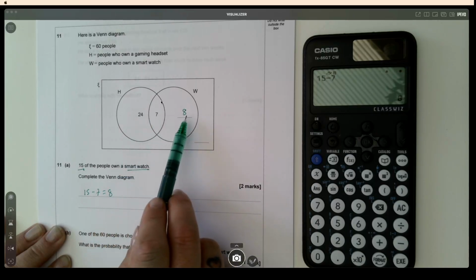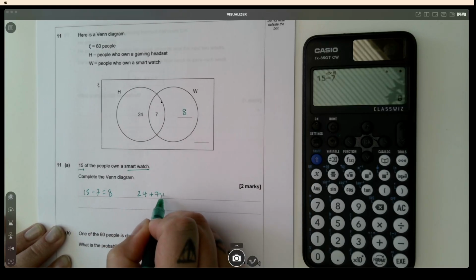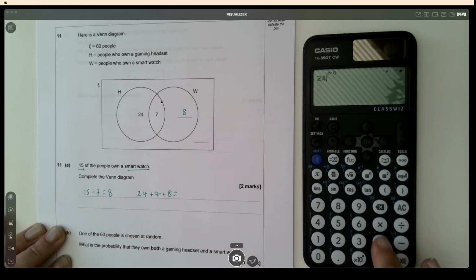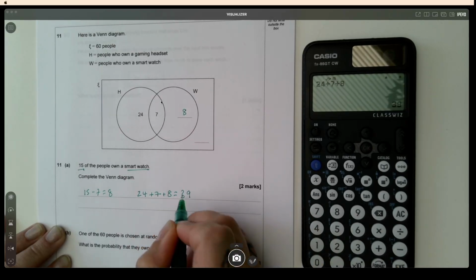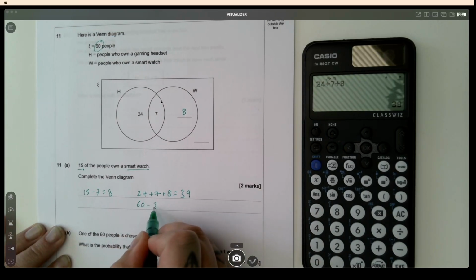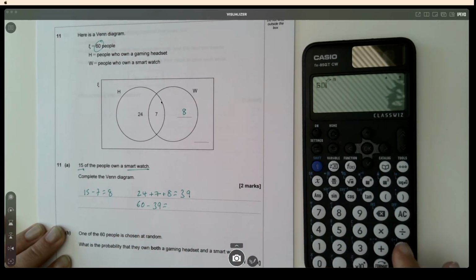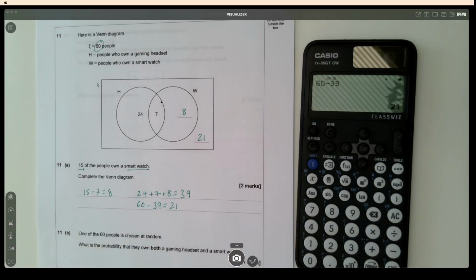So we need to find the total of the 3 numbers that are in the circle. So 24 plus 7 plus 8 is 39. But we've been told there are 60 people in total. So 60 subtract 39 is 21. So 21 go on the outside of the Venn diagram.